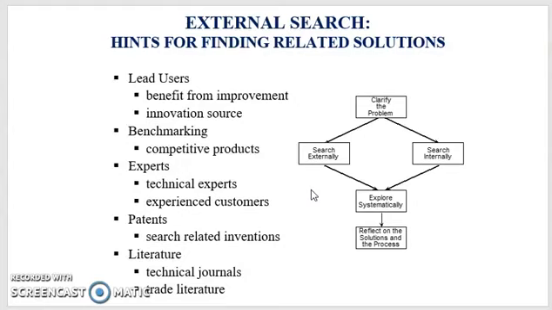There are at least 5 good ways to gather information from external sources. They are by conducting lead user interviews, expert consultation, benchmarking, patent searches, and literature searches. Here the lead users are those users of a product who experience needs months or years before the majority of the market and stand to benefit substantially from a product innovation.